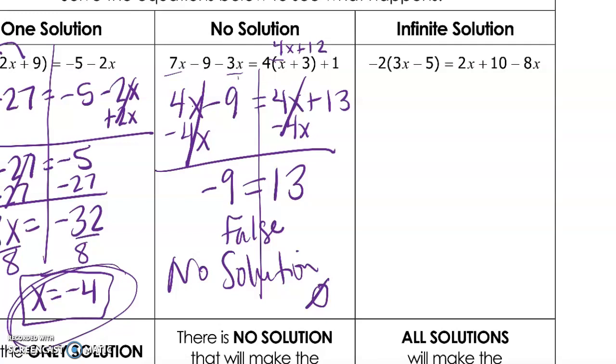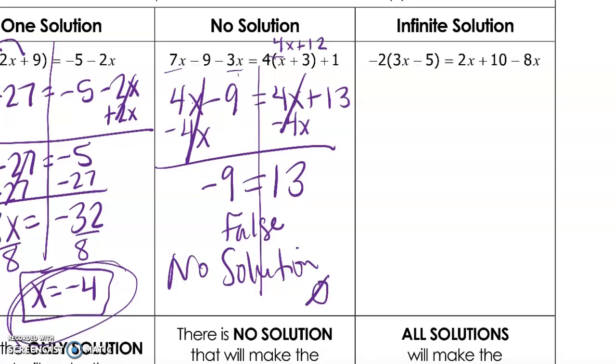So that's why there's no solution. Now let's look at the right-hand side. I can distribute, and I would get negative 6x plus 10. Be very careful, a negative and a negative. Equals, when I put those two together, I get negative 6x plus 10.